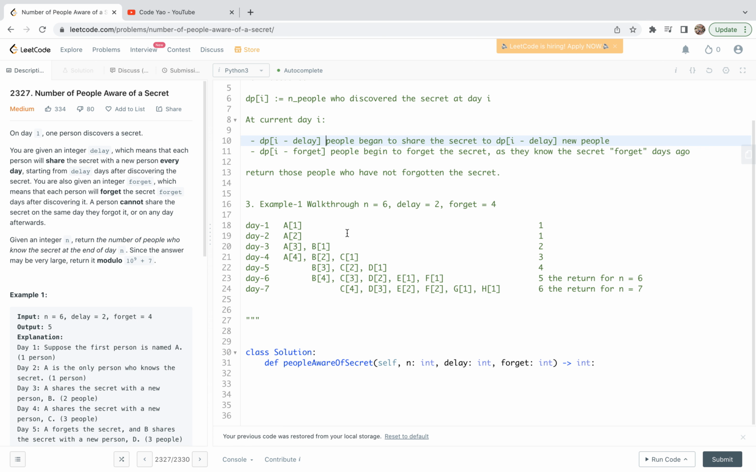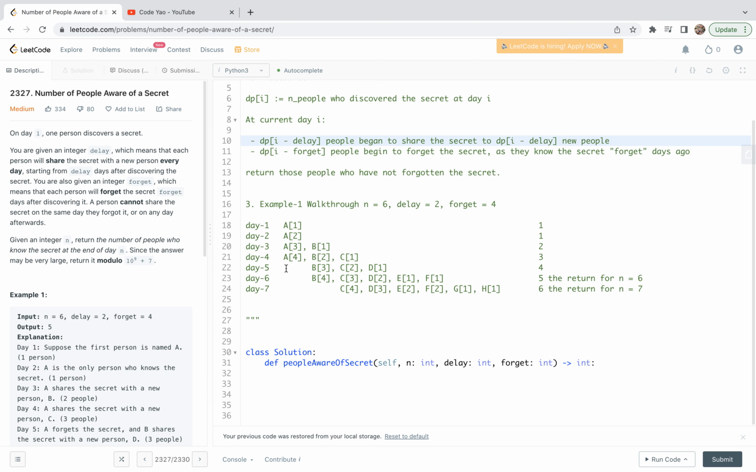On day 3, this is the third day for A to know the secret, but it's after 2 days delay. So A begins to share the secret with another person B, and this is B's first day to know the secret. Then on day 4, this is A's fourth day to know the secret, and B's second day. B still cannot share the secret with a new person, but A can share the secret with another person, called C. So it's the first day for C to know the secret.